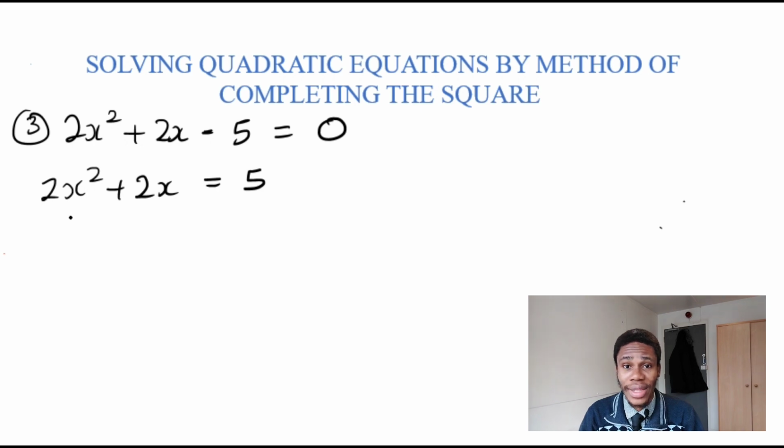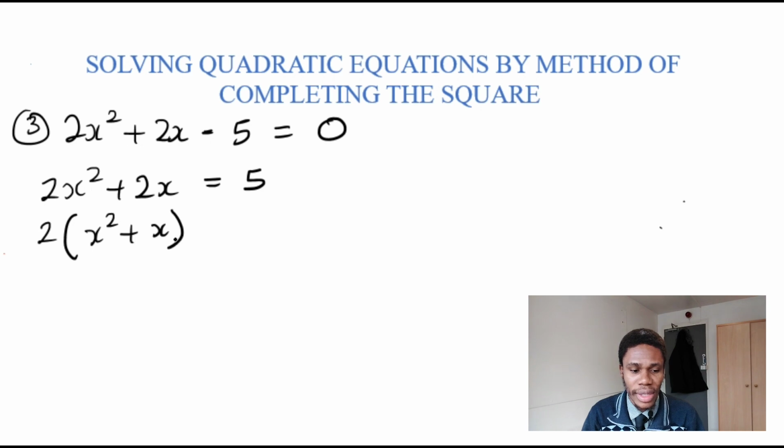Factorizing with the constant term outside, which is 2, we now have x squared plus x equals 5. So now we have our coefficient of x squared, which is inside the bracket with a value of 1. Now what is the coefficient of the x term? 1. So you divide 1 by 2 and you square the results.